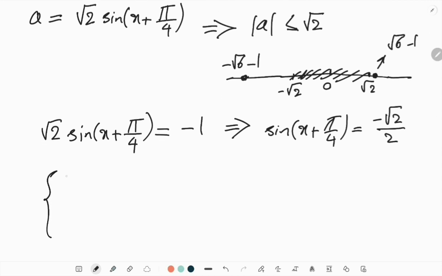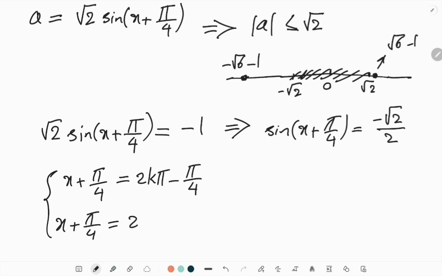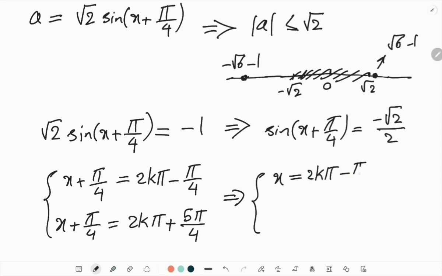Generally, there are two answers. So one is x plus pi over 4 equals 2k pi minus pi over 4. And one is x plus pi over 4 equals 2k pi plus pi minus pi over 4, which is basically 5 pi over 4. And if I just bring pi over 4 from both equations to the right side, then I get these two answers. So x is equal to 2k pi minus pi over 2, or x equals 2k pi plus pi. That is the result.